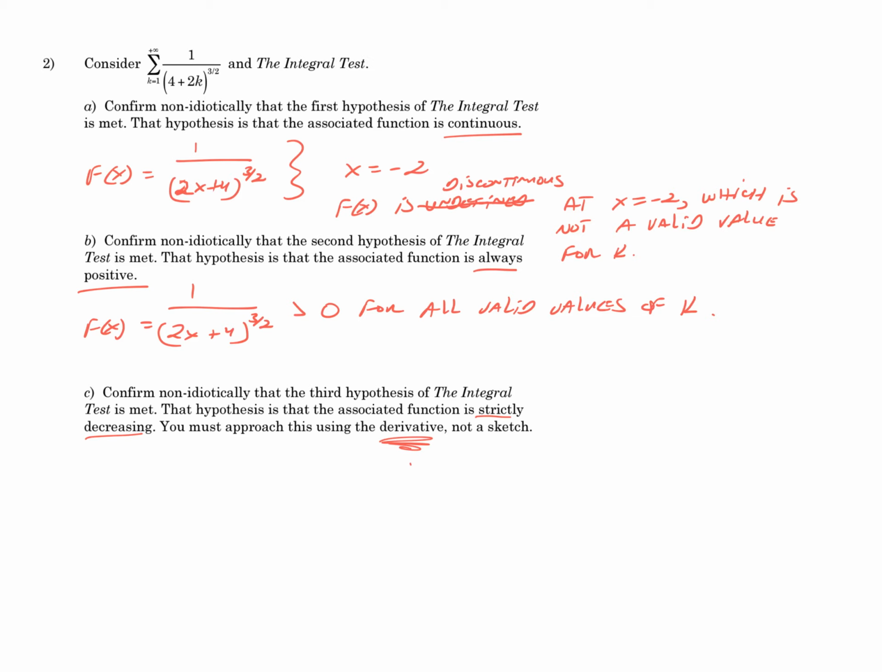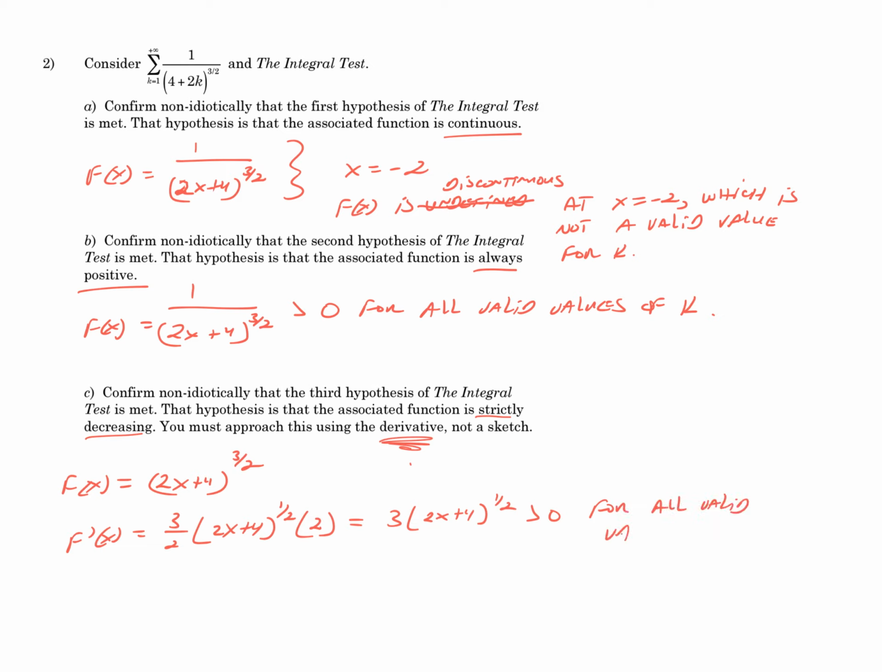So now we're looking at strictly decreasing. Use the derivative on this one. We know what to do. So f of x equals (2x plus 4) to the 3/2, making f prime of x equal to 3/2 times (2x plus 4) to the 1/2 times 2. A quick simplification gives me 3 times (2x plus 4) to the 1/2. You're free to use root form on that if you want. You could say also always greater than 0 for all valid values of k.